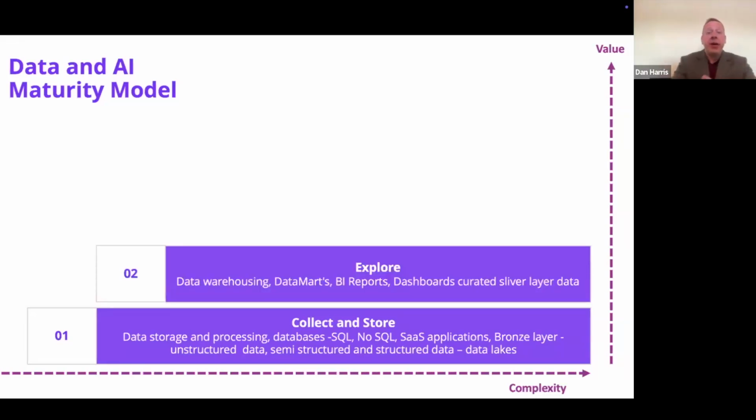As we get to the next stage, we're looking to get a bit more value from that data, so we're beginning to explore it. We're creating data marts, data cubes, some data warehousing, and we're building stuff that the business consumes. That's a BI report that runs every week, every month, every quarter, or it's a dashboard. There's some level of curation happening with that data, which means it's no longer in its raw state. It's in a state more reflective of what the business actually needs to know.